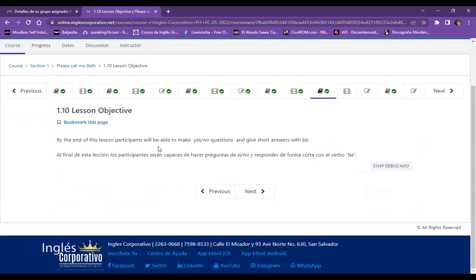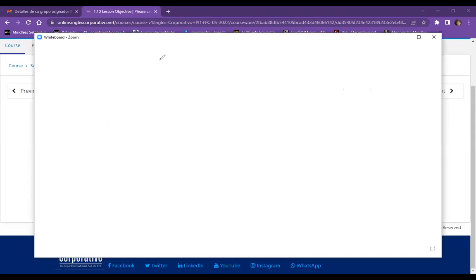By the end of these lessons, participants will be able to make yes, no questions and give short answers with be. Right now, I need to make a question. What's the structure to make a question with simple present? ¿Cuál es la estructura que ocupamos para una sentence o una pregunta en simple present, una question sentence? In simple present. Remember the structure? What's the structure? ¿Quién se acuerda?